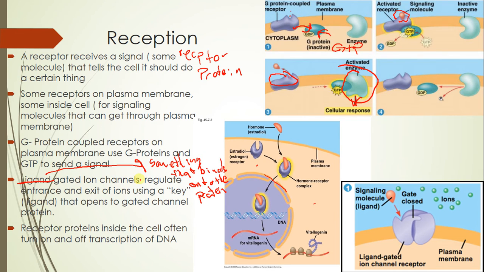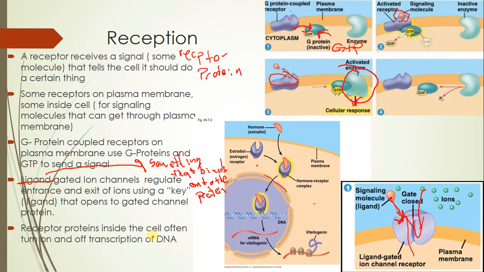Ligand-gated ion channels regulate the entrance and the exit of ions using that key and lock model. So for example, this ligand, this molecule, might bind to this closed gate channel protein, and when it binds onto this gate protein, this channel protein opens and lets these ions in or out. So that's an example of a ligand-gated ion channel.